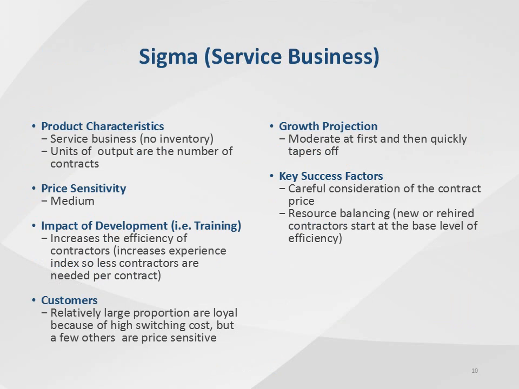Sigma is a service business. Unlike the other three products, you're not producing a product, so you don't have inventory, but your main job is to balance the people, the headcount, with the amount of work that you hope that they can do. So you hire contractors to fulfill contracts. What you can do is to train them by spending money on development. As you train them, you will need fewer contractors to do a contract. The key for you is to balance the headcount with the amount of work, namely the contracts, that you can sell.